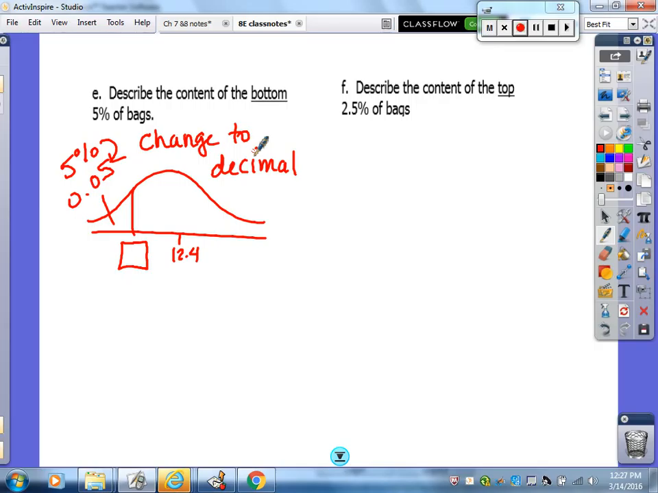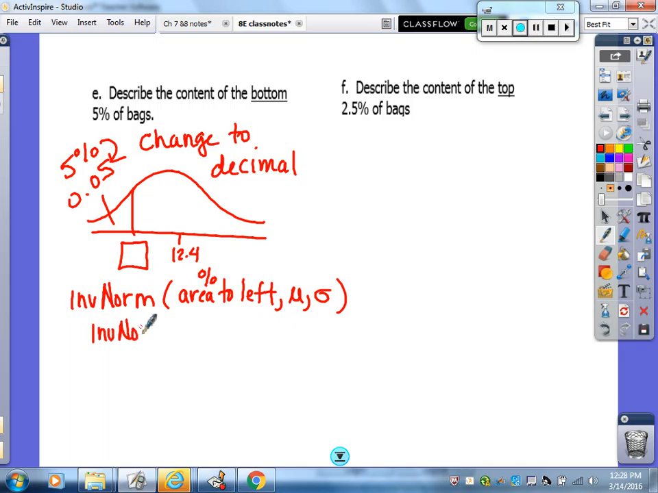Okay, this is when we're going backwards. They give us the area under the curve. We've got to go backwards and find a value across the bottom. This is when we use what we call inverse norm, because we're going backwards. Now, inverse norm requires the area to the left. That's going to be our percentage, and then your mean and your standard deviation. All right, so our area to the left here, because this is the bottom 5%, is 0.05, and then our mean is 12.4, and our standard deviation is 0.2.